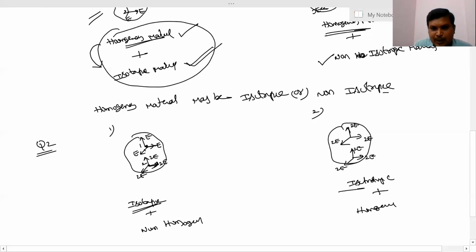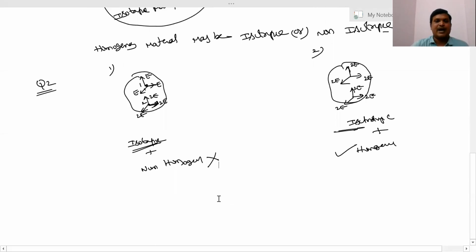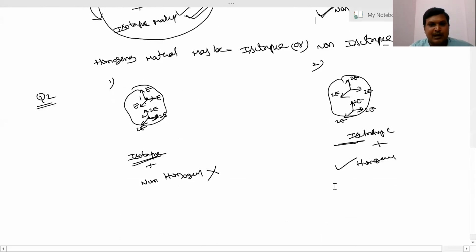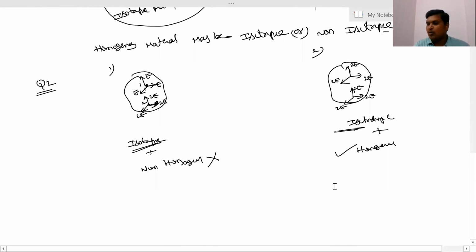So the isotropic material may be homogeneous, but may also be non-homogeneous. So this is independent. Isotropic material is independent, but homogeneous material is dependent, because homogeneous material may be isotropic or non-isotropic, and isotropic material may also be non-homogeneous or homogeneous.